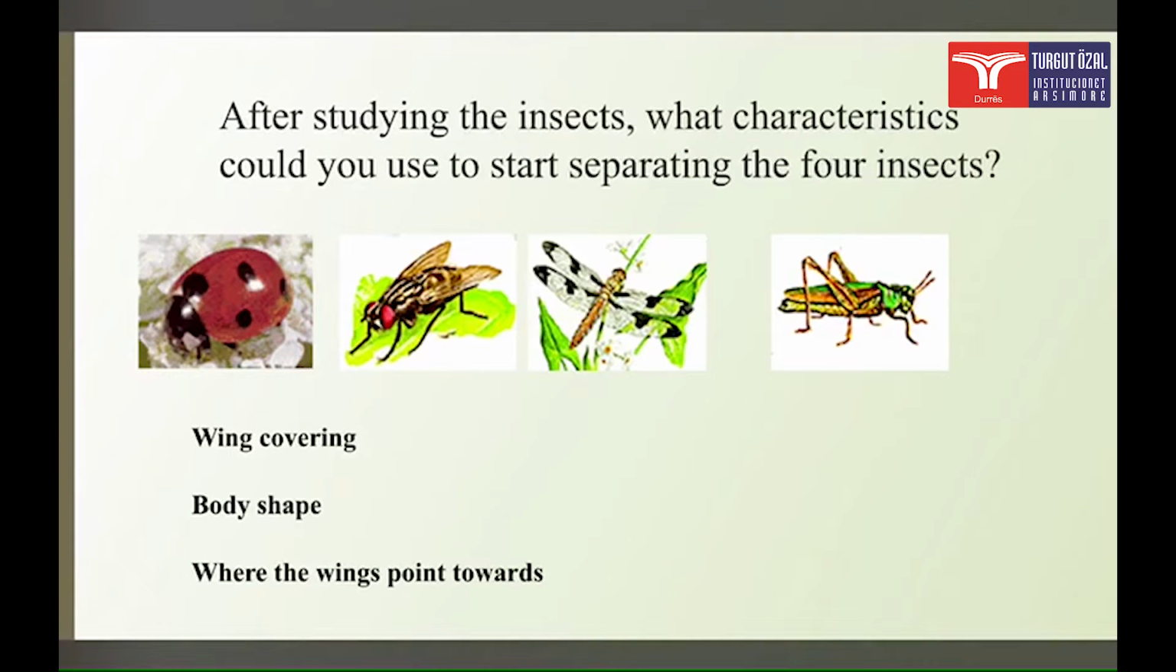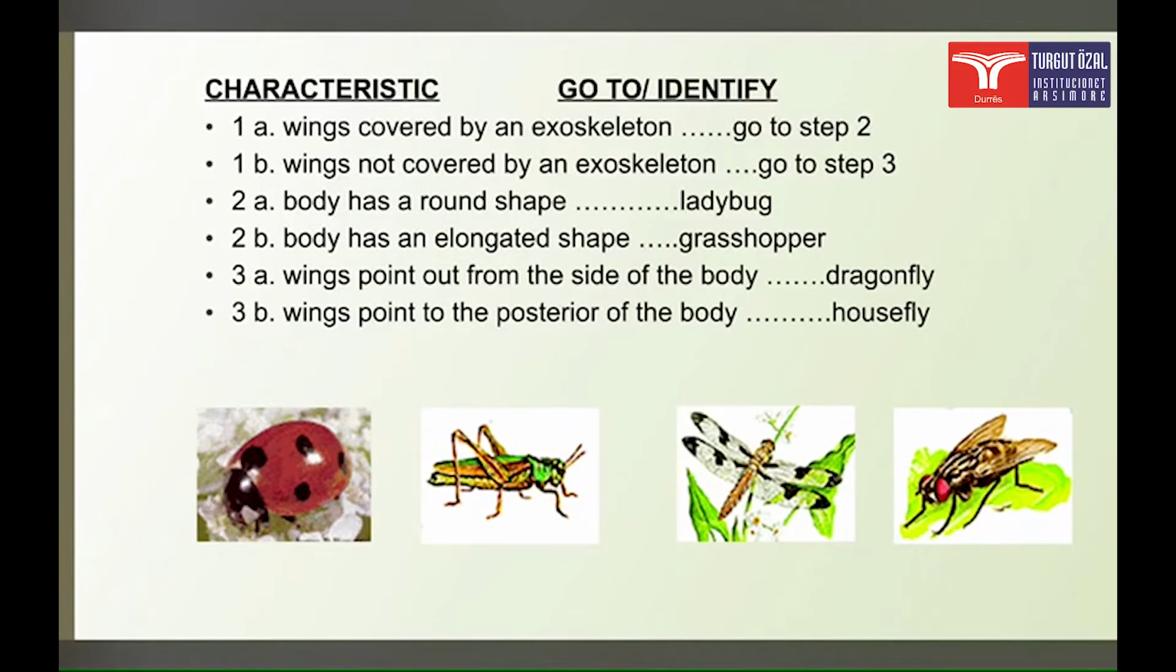And after studying the insects, what characteristic could we use to start separating the 4 insects? You can look carefully at the pictures, and we can see that they have different characteristics. As an example, wing covering, body shape, and where the wings point towards. Now, let's learn how we can use a dichotomous key.